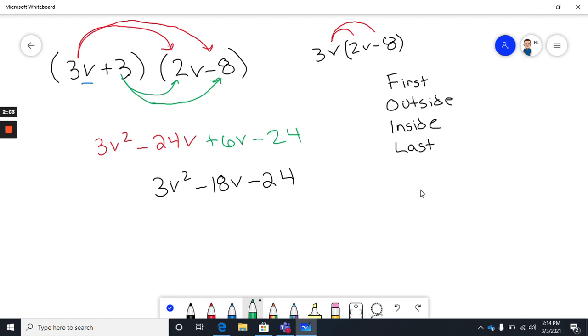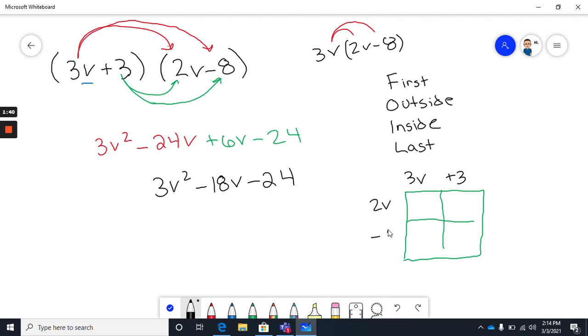And so you probably saw this last year in science class. And I'm going to label my things, so 3v and positive 3 and 2v and negative 8. Remember, when you have a Punnett square, you are comparing things in same column, same row.